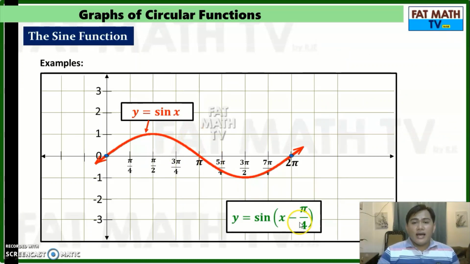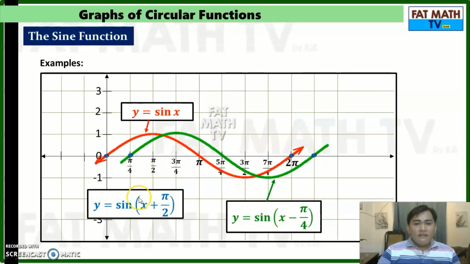How about if we have a number on the angle inside the sine? If there's a minus, that's a shift to the right. So you move pi over 4 units to the right. So instead of at 0 here, you move to pi over 4. Okay? So that's a shift to the right.